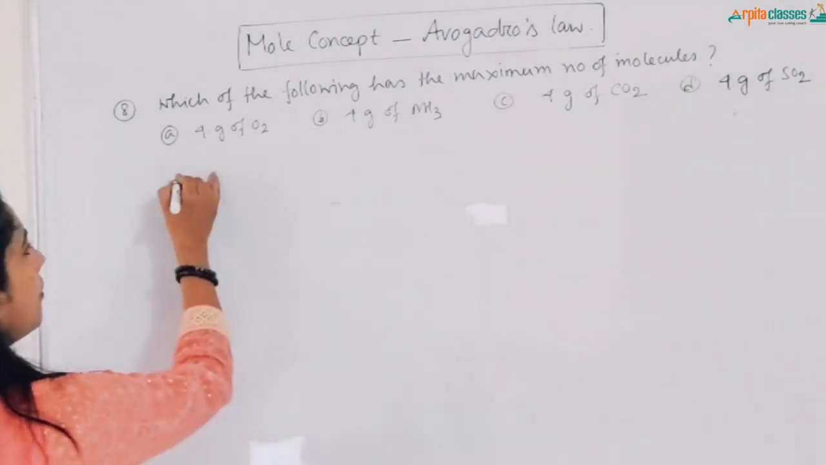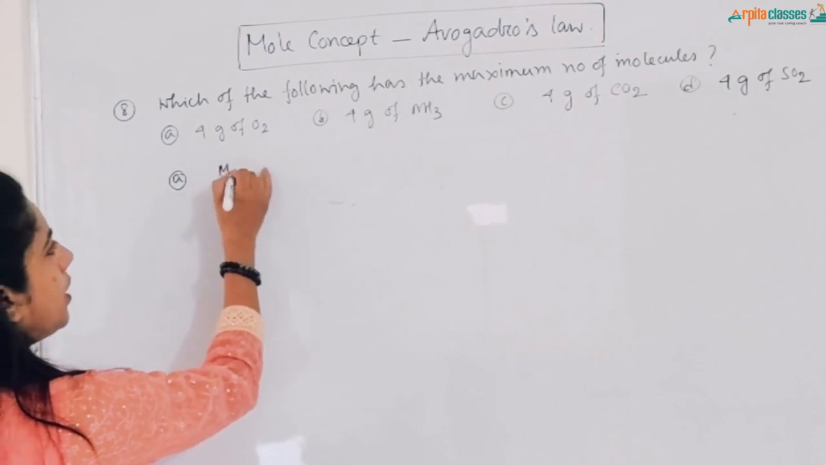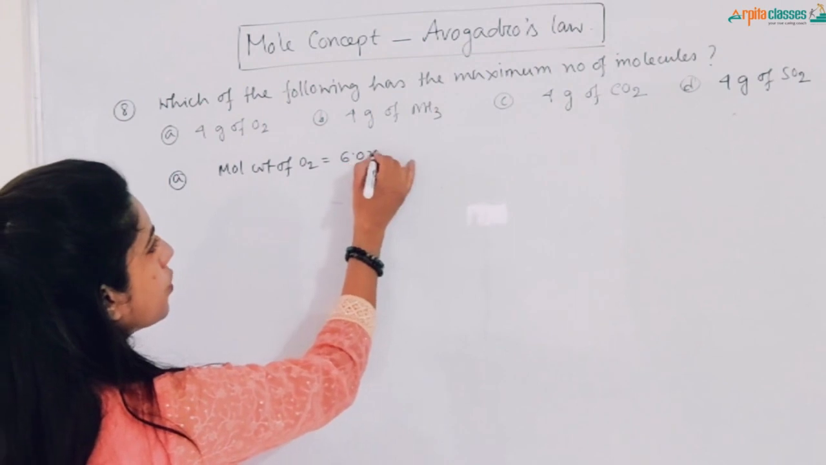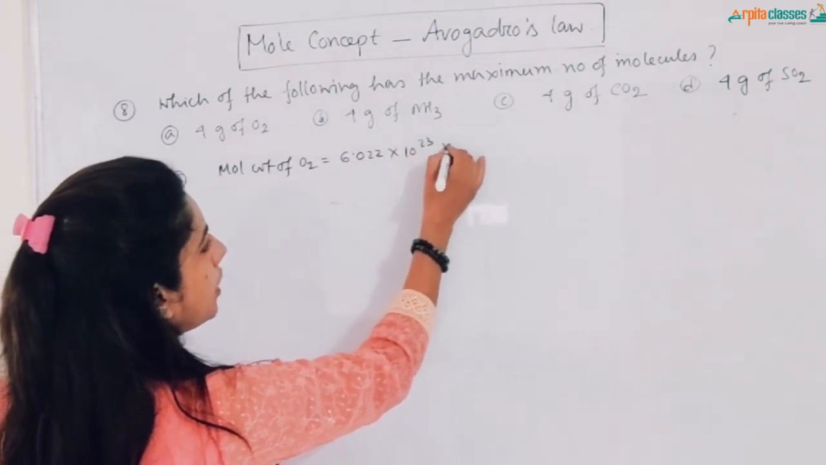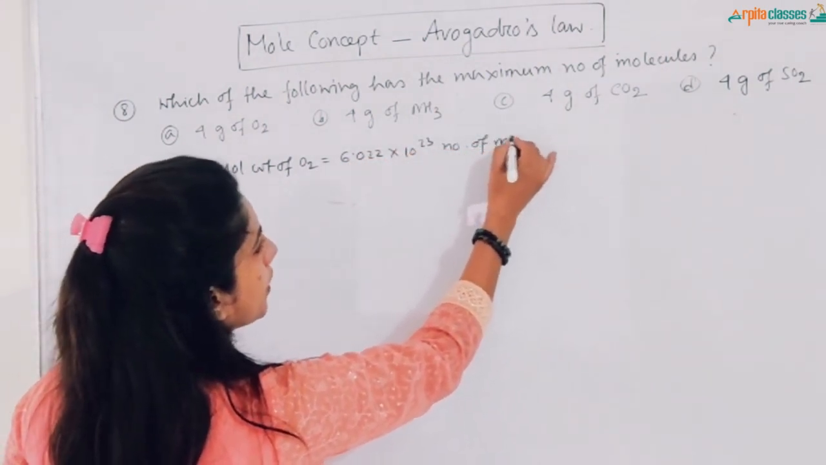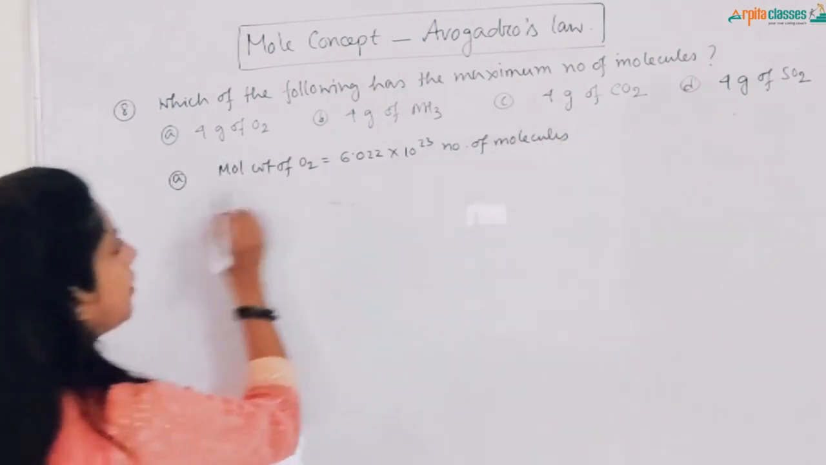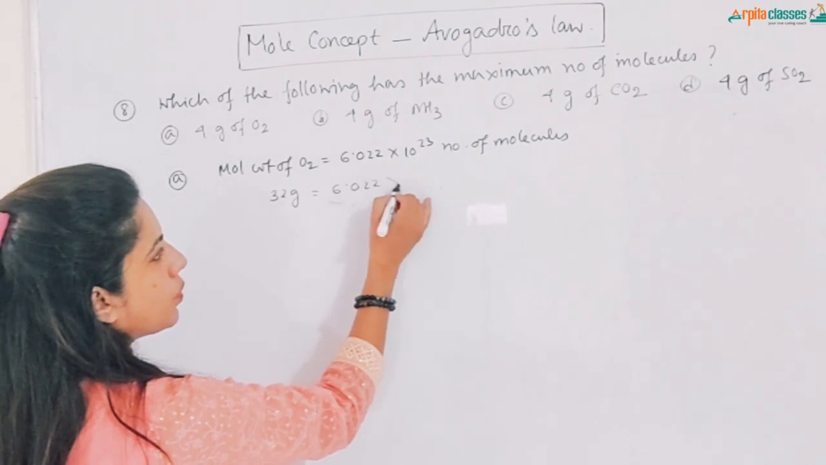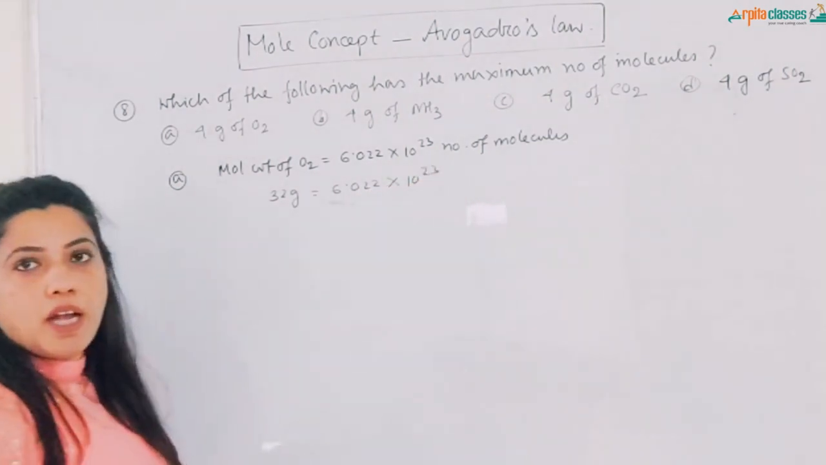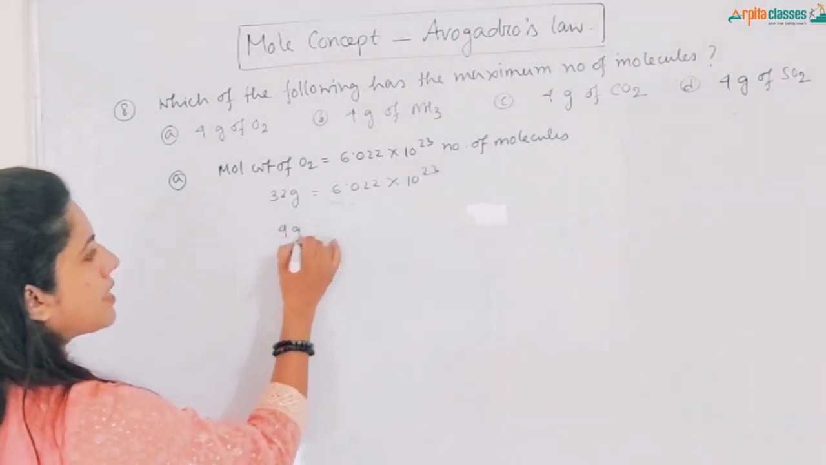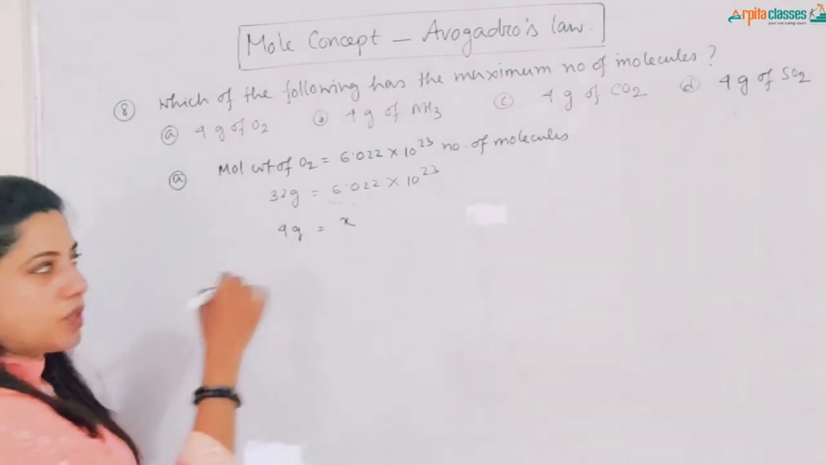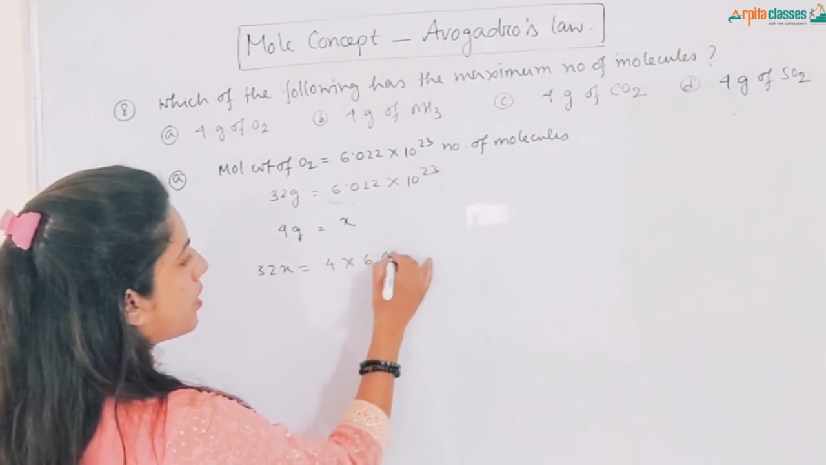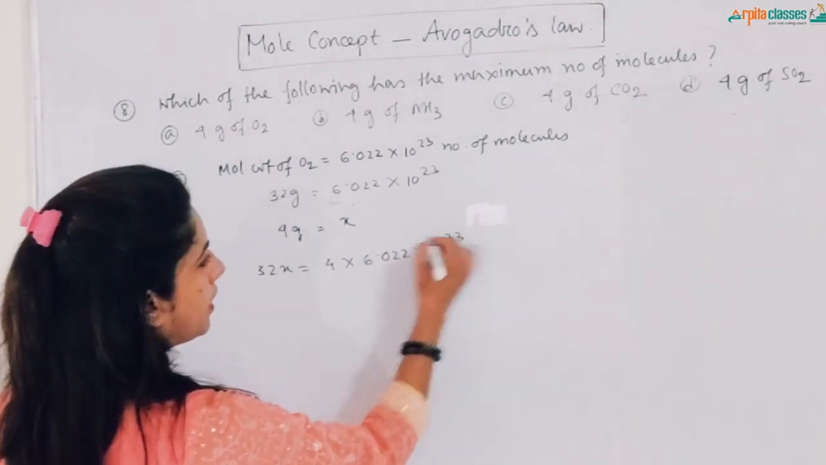Okay, so we'll write for the first one, the molecular weight of oxygen is 6.022 into 10 raised to power 23 number of molecules. Now, what is the molecular weight of oxygen? It is 32 gram, which is equal to 6.022 into 10 raised to power 23. Okay, now 4 gram is equal to how much? So we can cross multiply. So that is 32x is equal to 4 into 6.022 into 10 raised to power 23.